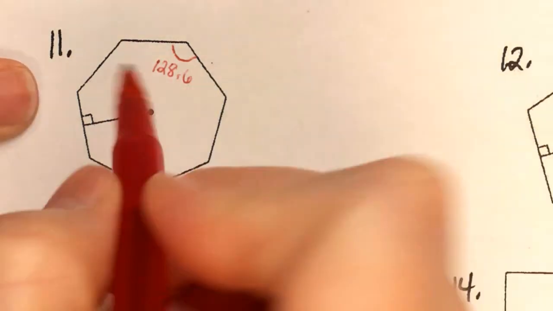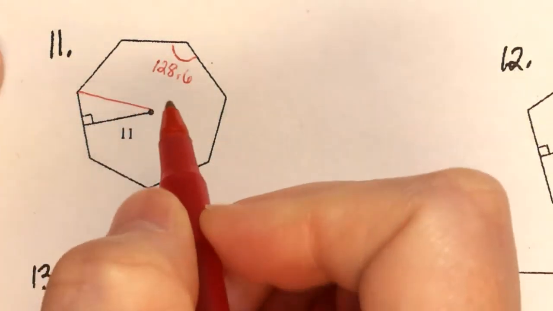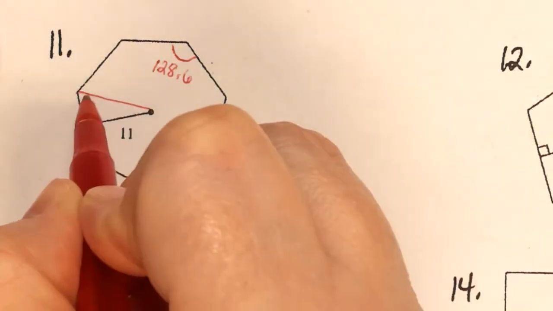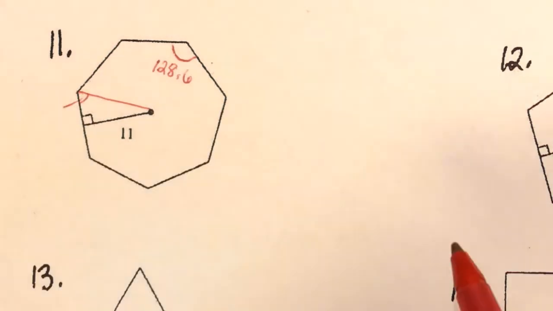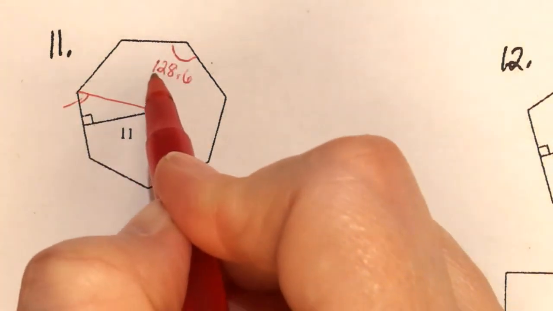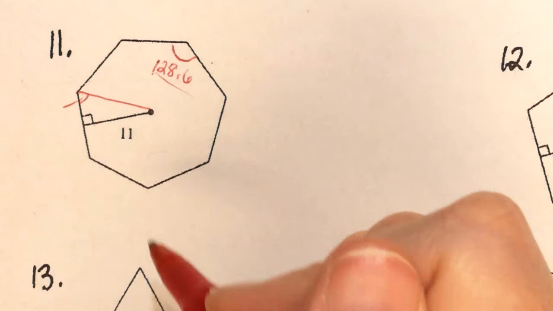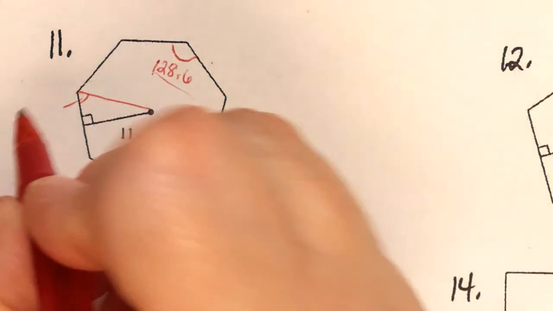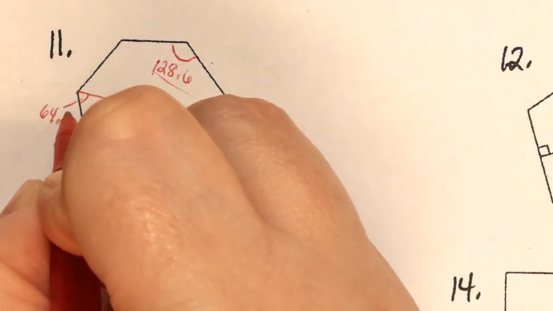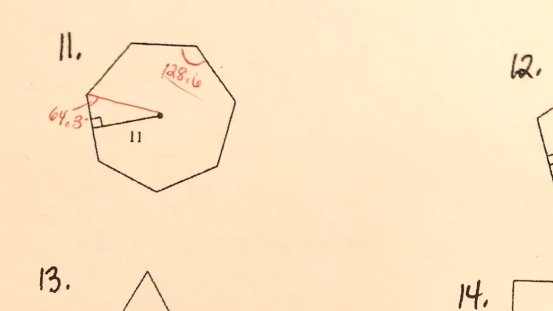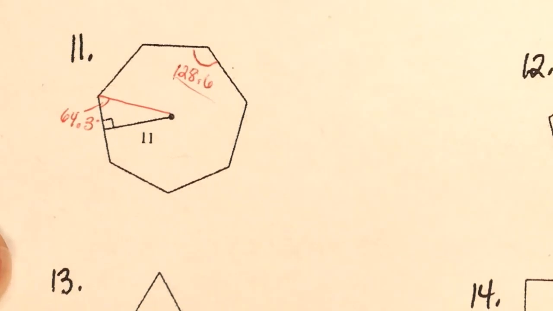So when I draw the radius, what does that angle become if I have to half this? 128 times... 64.3. Okay, that's the angle we're using for this problem. Can y'all stop?